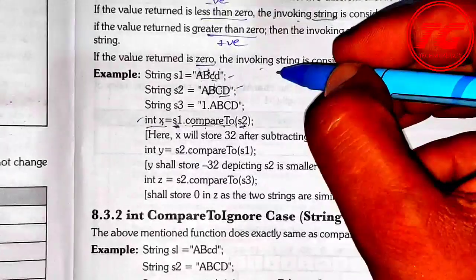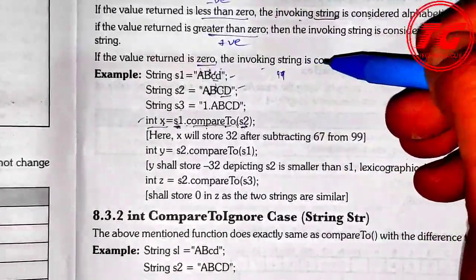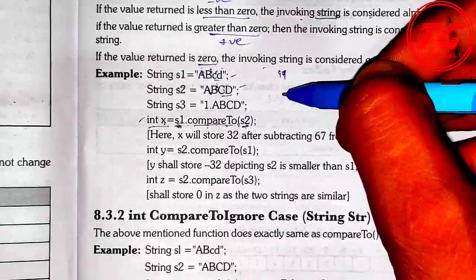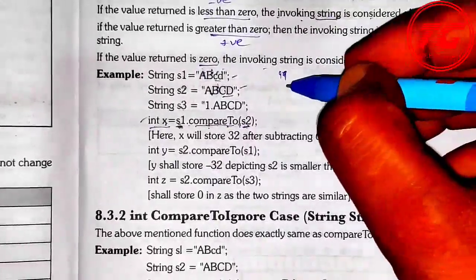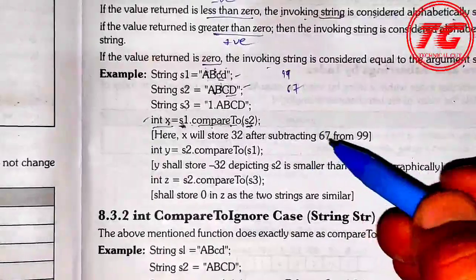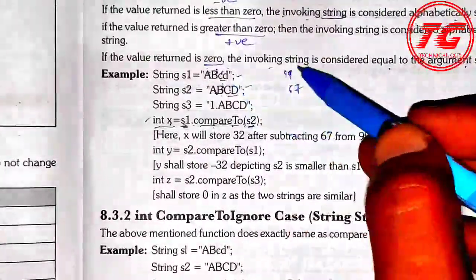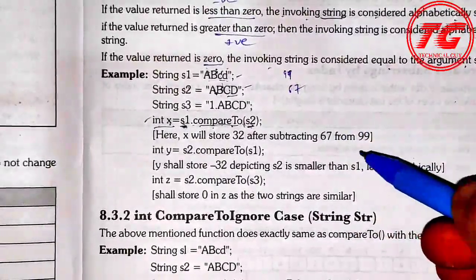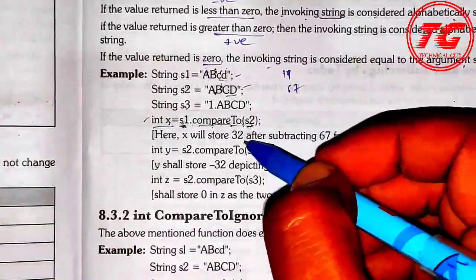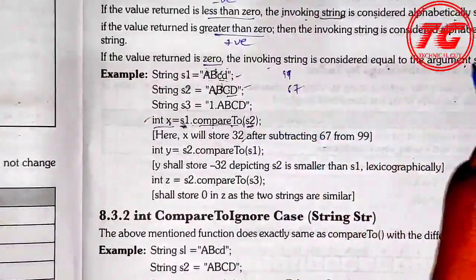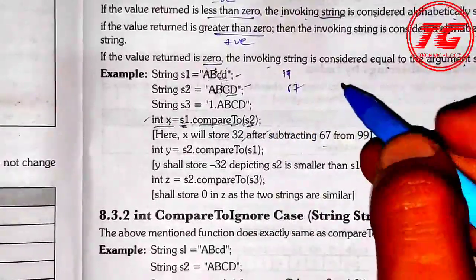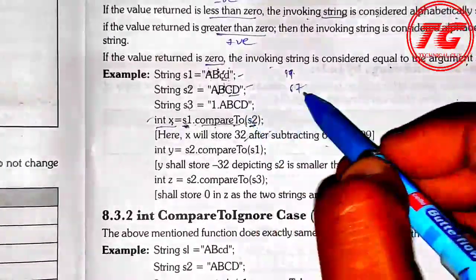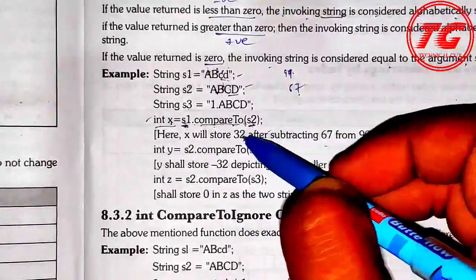Small c code is 99, and here it is capital C, and the capital C code is different, that is 67. Capital C code is 67 and small c code is 99. So you subtract 67 from 99, so it will return you 32. That is a positive value because string 1 is greater, because its code is greater than string 2. So that's why it will return you 32.